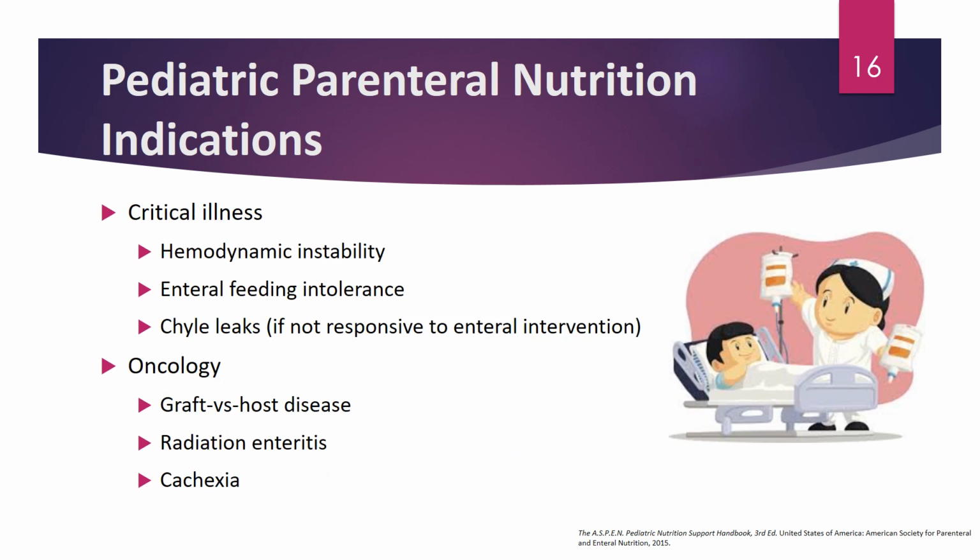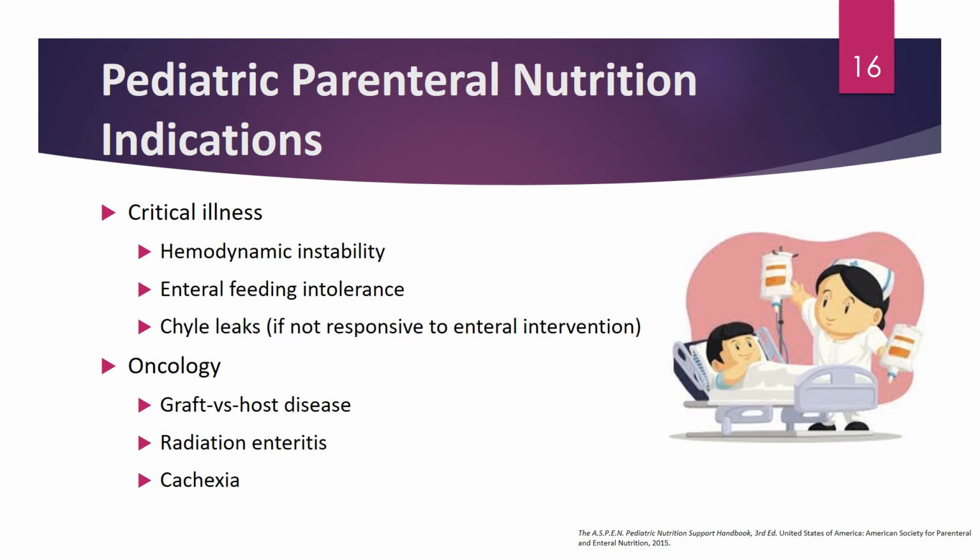For patients who are critically ill, parenteral nutrition may be indicated in those that have hemodynamic instability. So if the patient has hemodynamic instability, remember, essentially the same concept with adults as with our pediatric patients, the blood shunts away from the gut. And if the blood shunts away from your gut, then in that case, you may not be able to tolerate oral or enteral feedings very well. And that relates to enteral feeding intolerance. If the patient is not able to feed via the enteral route, they may be indicated for parenteral nutrition.